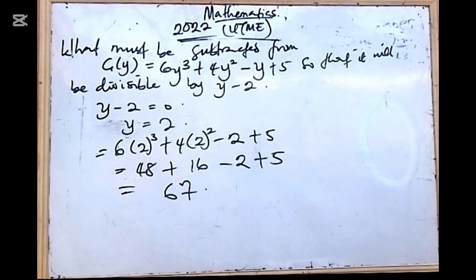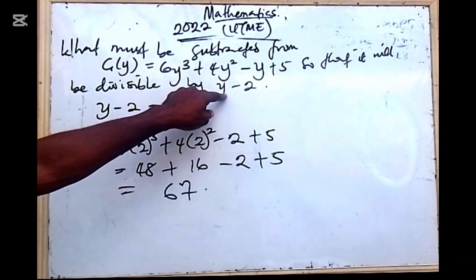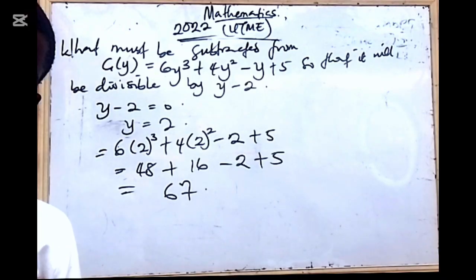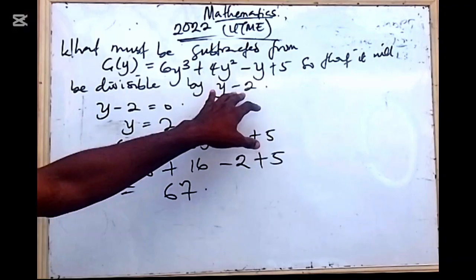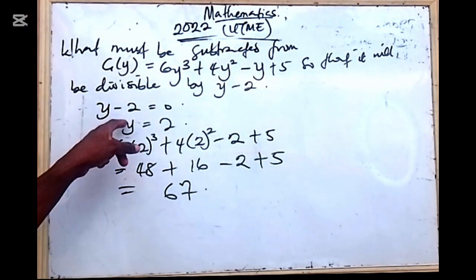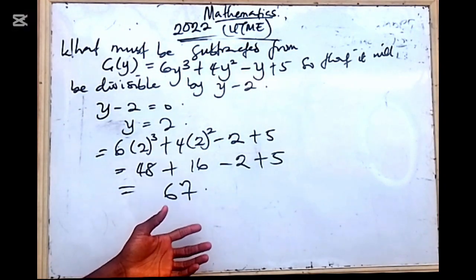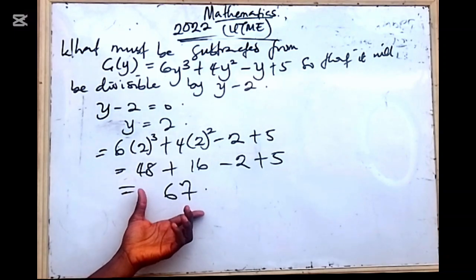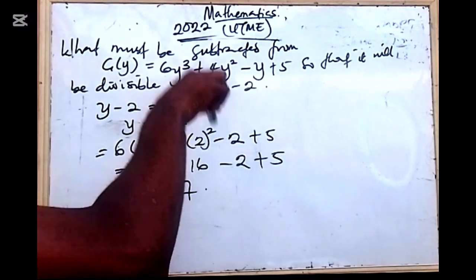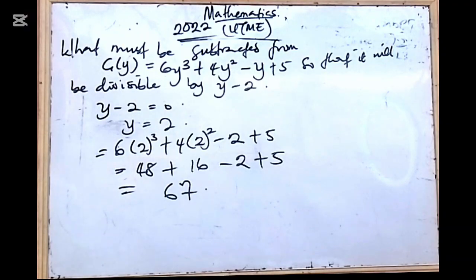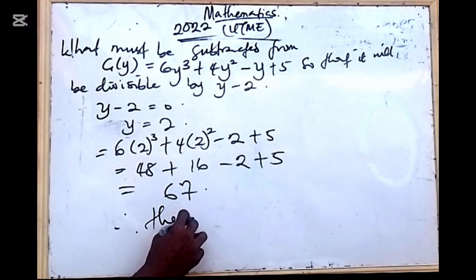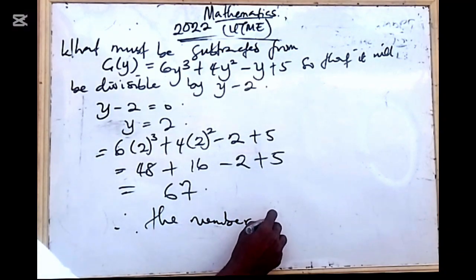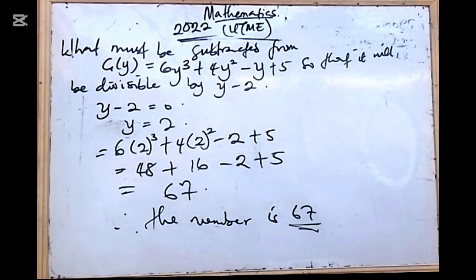It's 67, right? And if it's going to be a factor of this one, it's supposed to be 0. You get what I'm saying? When we put this 2, it's supposed to give us 0. So if it's not giving us 0, that means 67 is given to us. What can we subtract from 67 that will give us 0? It's still 67. So therefore, the number is 67. If you subtract 67 from 67, it gives 0.